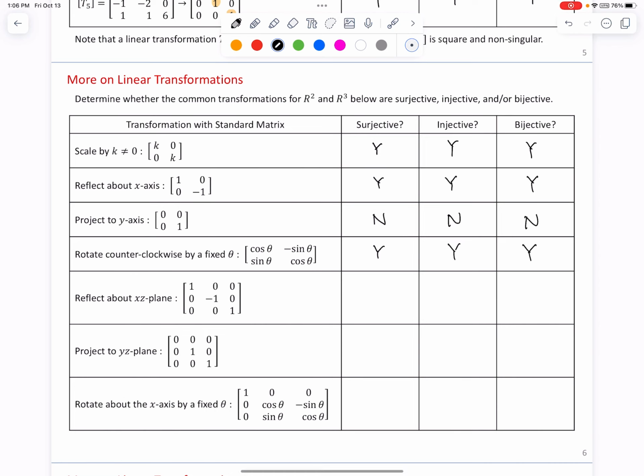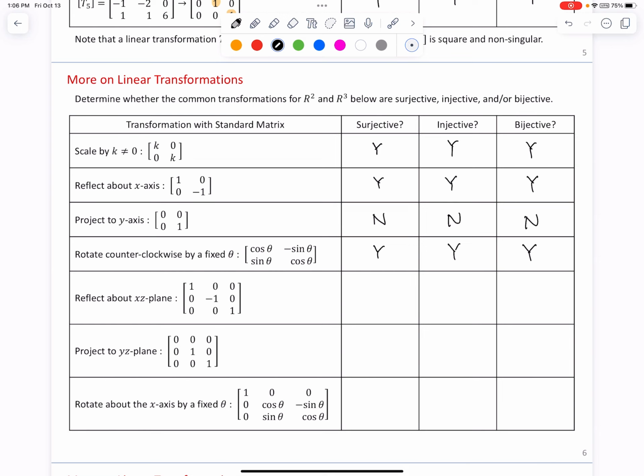Therefore, bijective. Now, this 2 by 2 matrix has a determinant. If you calculate it, you would get cosine times cosine, which is cosine squared, and then minus a negative sine squared. So that would just lead to cosine squared plus sine squared, which is 1. So the determinant of this standard matrix will always be 1, regardless of what theta is. And 1 is non-zero, therefore this is a non-singular matrix. Therefore, we do have a bijective transformation.